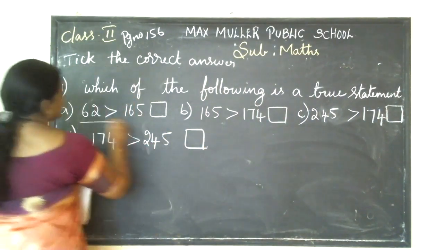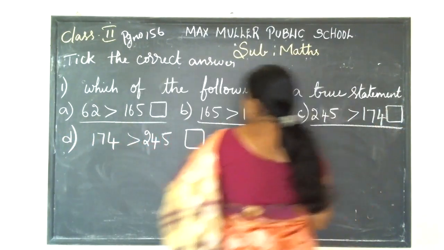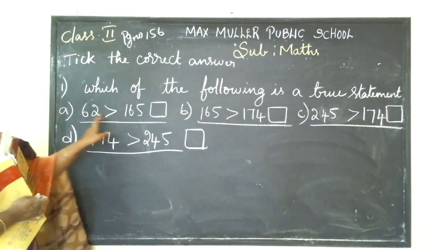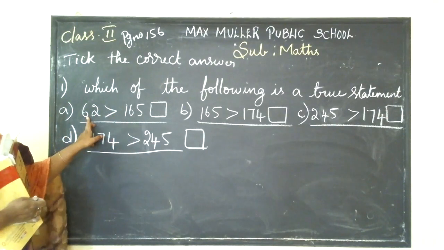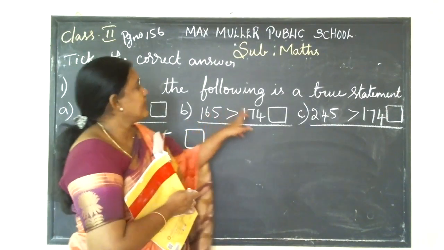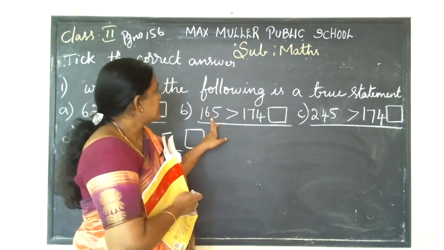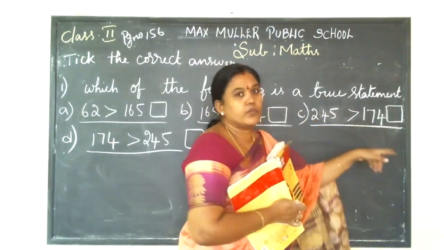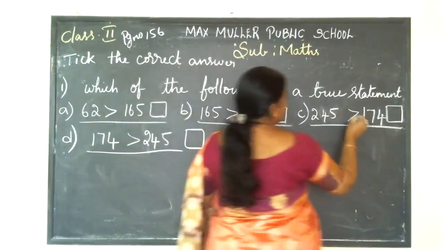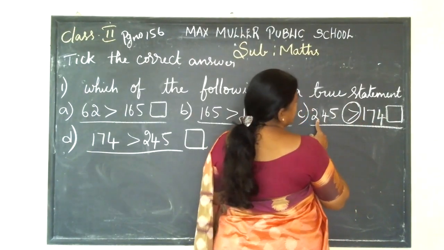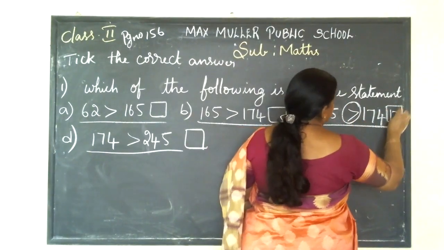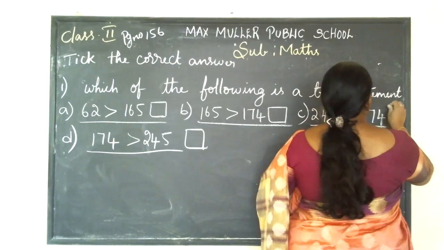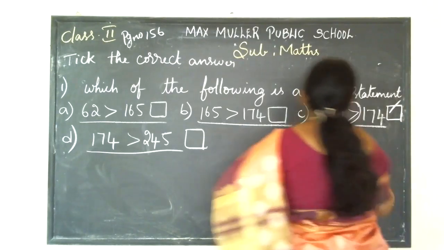See children, here 4 options is there. You want to check which one is correct. See the numbers. This is correct, 62 or 165? This is the bigger number. No, children. See here also 165, 174. See 165 is correct? No, wrong. Here 245 and 174 is there. Which sign is correct, children? This one. This sign is correct. 245 is greater than 174. Sorry, you want to tick for that option.